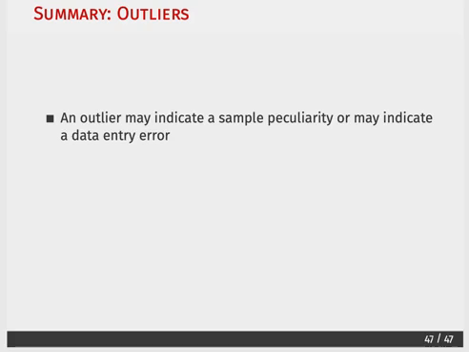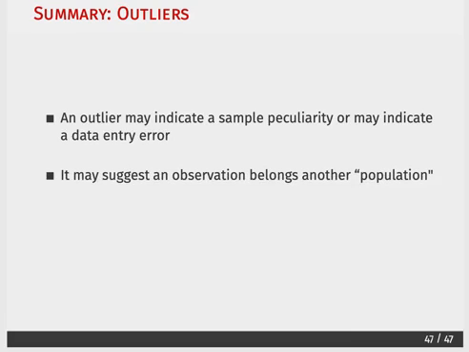In sum, looking for outliers to see how they impact your estimates is really important. They may indicate that there's just some peculiarity with your sample, or it may actually indicate that you have some error in your data. And this is a really good way of checking to see if that's the case. It may also suggest that the observation belongs to, quote, another population or a different data generating process. That is problematic in the sense that our model and the sample that we have may not actually be a good representation of the true population at hand.